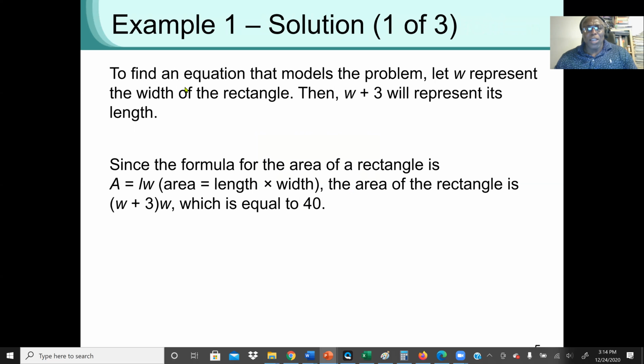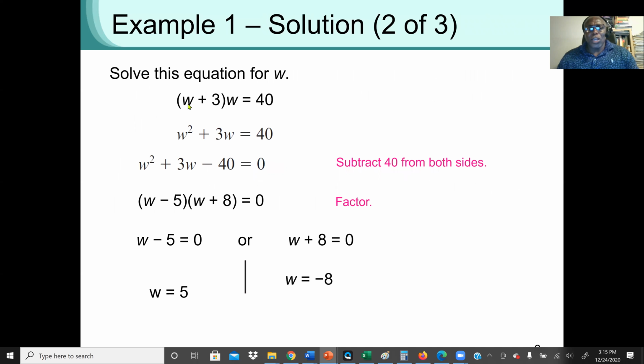So here, to find an equation that models the problem, let W represent the width of the rectangle. Then W plus 3 will represent its length. Now, since the formula for the area of a rectangle is the length times the width, we get W plus 3 times W, which equals the area. The area is 40 square feet. So we can write the equation as W plus 3 times W equals 40.